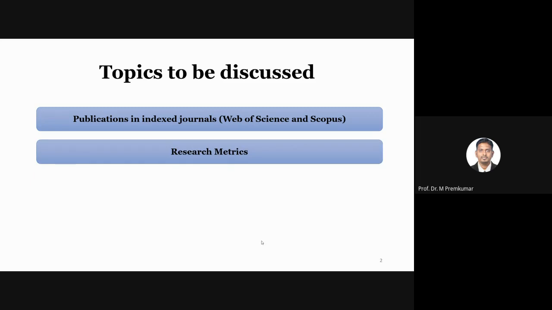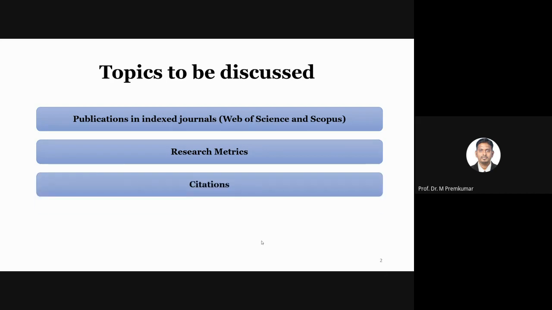And later I'll move on to research metrics. So what are the various research metrics that are available to assess the journal as well as to assess the authors. I'll be touching on the various metrics and which metrics we have to focus on to improve the quality of your research. And finally, I'll be talking about citation. What is citation, why we have to focus on citation, and what are the different ways to improve citation. So I'll be touching on that.